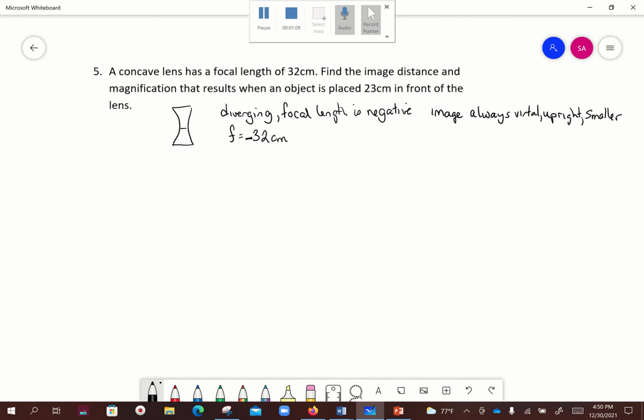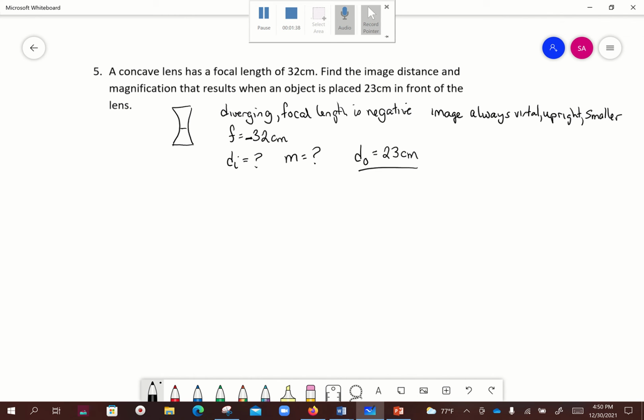All right, so we know the focal length. What do we want to find out? We want to find the image distance, so that's di. That's what we're trying to find. And we're also trying to find the magnification that results when an object is placed 23 centimeters in front of the lens. So DO is 23 centimeters. And the object distance, we always put that as positive in a single lens problem, so we don't have to worry about whether it's positive or negative.